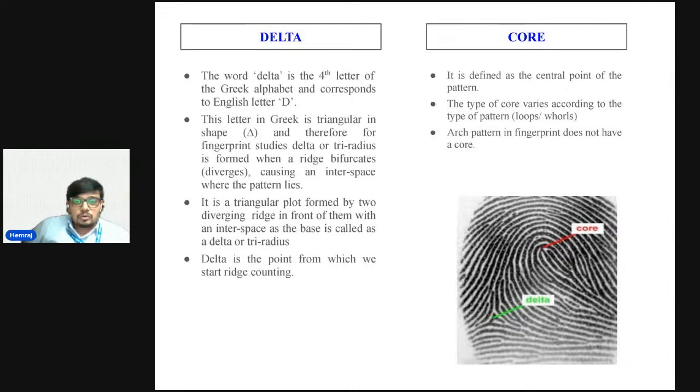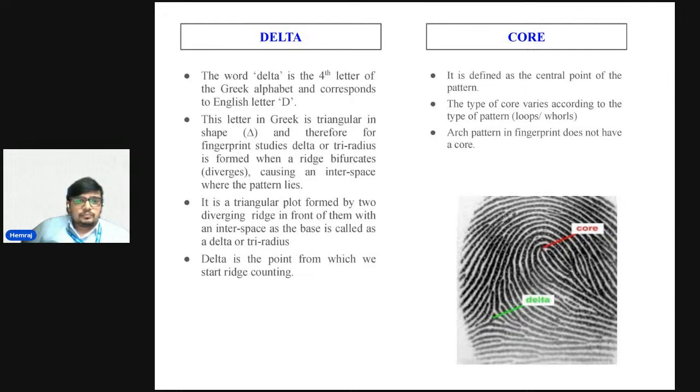And this is the core. Core means the midpoint of the fingerprint. So there will be one ridge at the center of the print, that will be the core. So there are some technical details written about the delta and about the core.